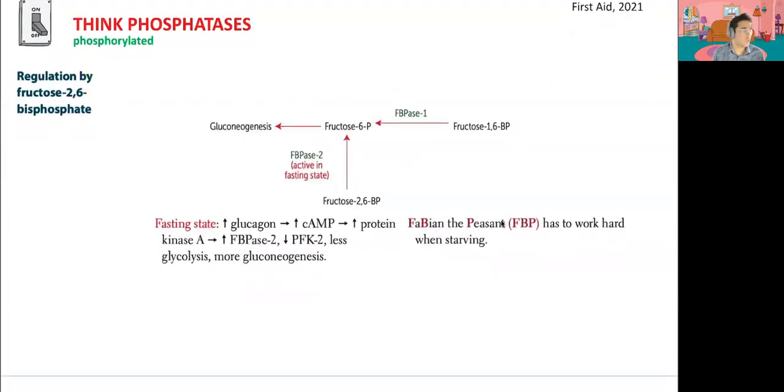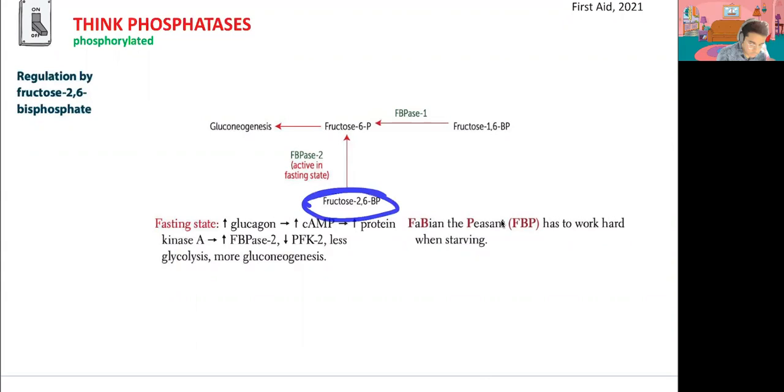Now, let's talk about when you are in a fasting state, right? Think phosphorylated. What's happening? Glucagon is high. Glucagon is going to go ahead and phosphorylate everything. Cortisol will also upregulate this, so keep that in mind. It's not as emphasized in this lecture, but glucagon and cortisol are going to work in very similar ways on a lot of different enzymes. Okay, cyclic AMP goes up, protein kinase A goes up, FBPase gets really upregulated.